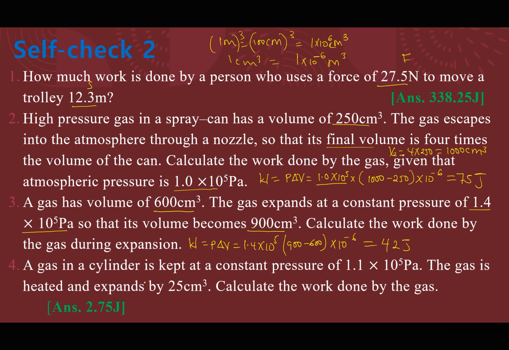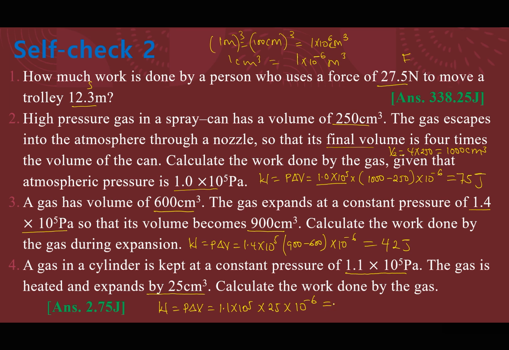A gas in a cylinder is kept at a constant pressure of 1.1 times 10 to the power of 5 pascals. The gas is heated and expands by 25 centimeters cubed. So this is the change in volume. Calculate the work done by the gas. So the work done by the gas is equal to pressure times change in volume. The pressure is 1.1 times 10 to the power of 5. Then the change in volume is going to be 25, but this should be changed to meters cubed. So times 10 to the power of minus 6.